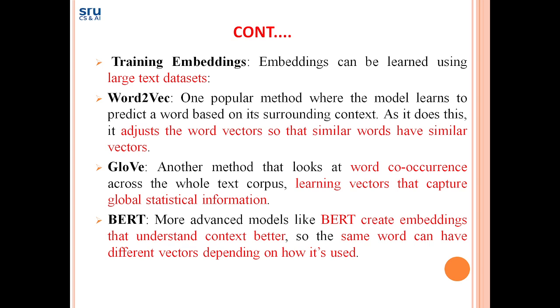Training embedding: embeddings can be learned using large text data. Word2Vec adjusts the word vectors so that similar words have similar vectors. GloVe uses word co-occurrence across the whole text corpus, learning vectors that capture global statistical information. BERT creates embeddings that understand context better, so the same word can have different vectors depending on how it's used.